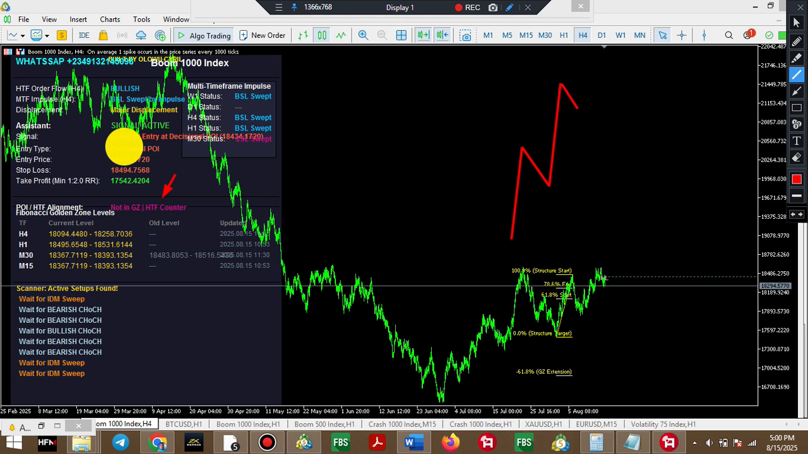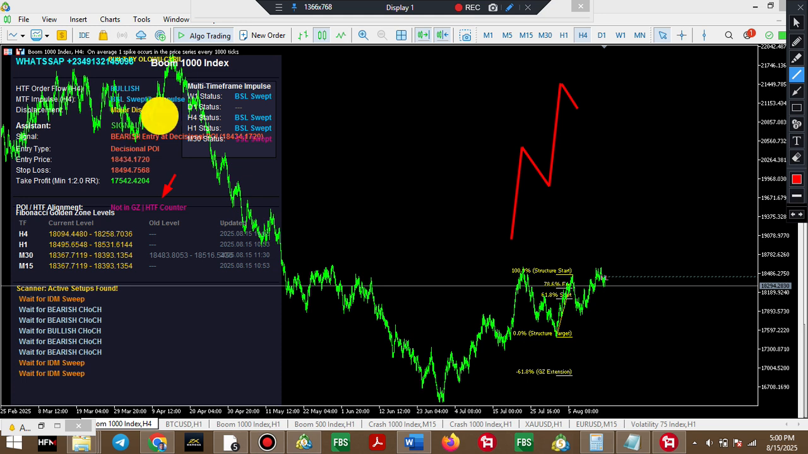So we target a few pips before there, and then we put our TP in the storage zone. Then if it is a buy, we target the swing high of the lower time frame, right? Before price gets to that point, we are already out. So we bank the profit.